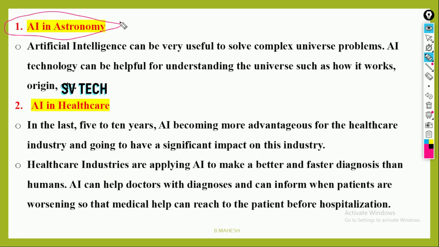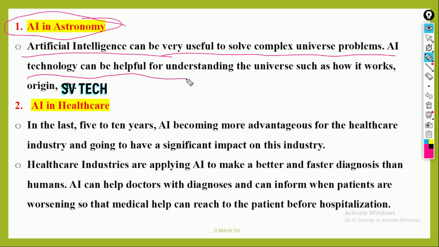Coming to astronomy. Artificial intelligence can be very useful to solve complex universal problems. AI technology can be helpful for understanding the universe, such as how it works, its origin, etc. Planets and all these things are being observed clearly and closely by AI. Next, the second one, healthcare.